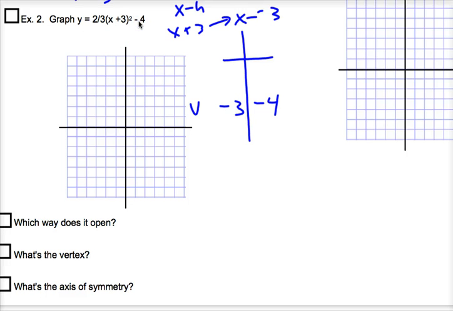We'll go ahead and plot that, -3, -4. I can see this thing's going to go up. Now carefully, like on absolute values, we just go ahead and use that 2/3 and treat that like slope. That doesn't work here.